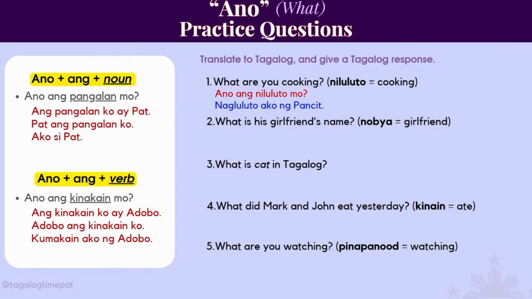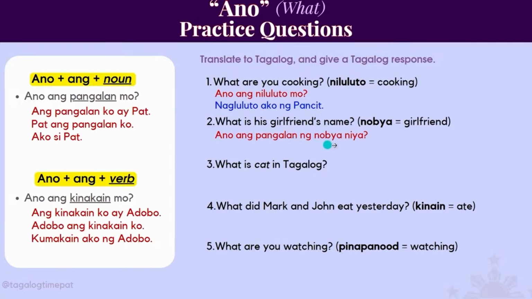Okay, welcome back. Let's do number 2. What is his girlfriend's name? Nobya is girlfriend. Ano ang pangalan ng nobya niya? So we learned ano ang pangalan mo. Now if you want to talk about someone else, you would have to add ng nobya niya. Nang means of. So nobya is girlfriend, niya is his. So what is the name of his girlfriend?